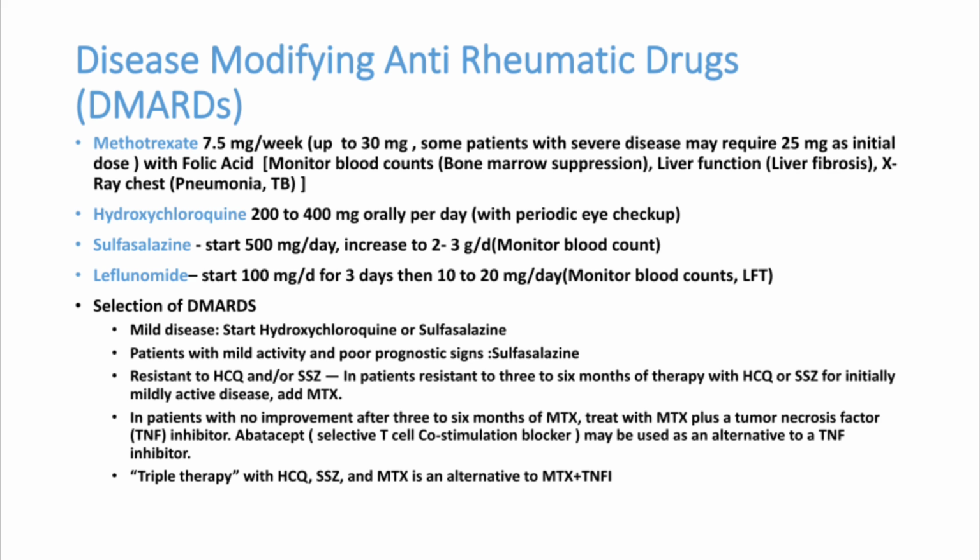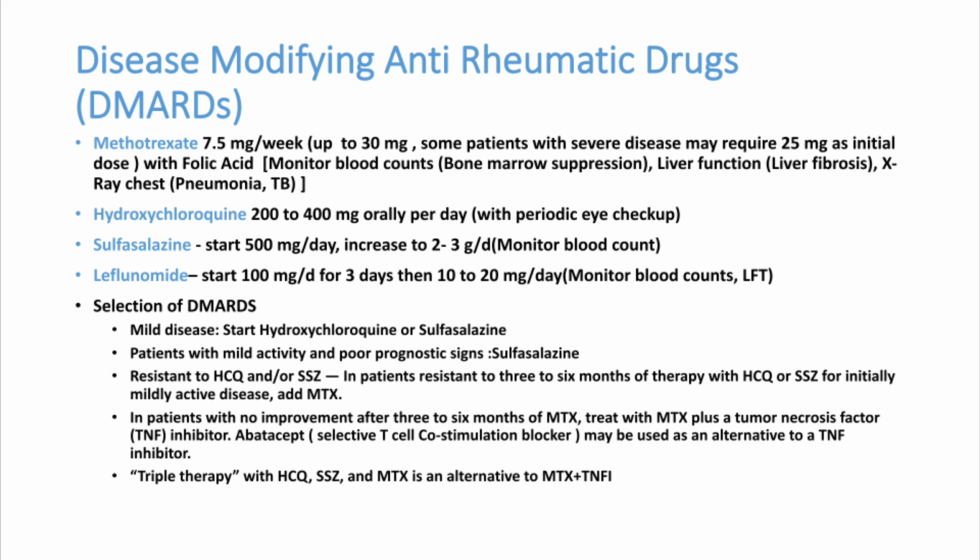TB is also common in this type of patient because they have a disease which can reduce the immunity. They have a drug, methotrexate, which can also reduce the immunity. So TB is common in this type of patients, and TB should be ruled out every time the patient visits the hospital.